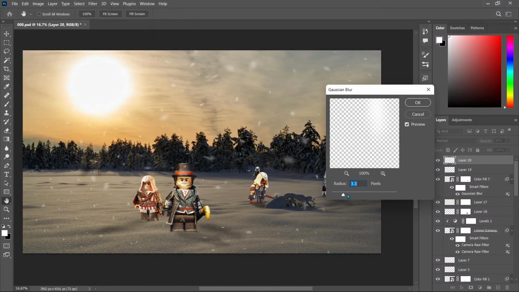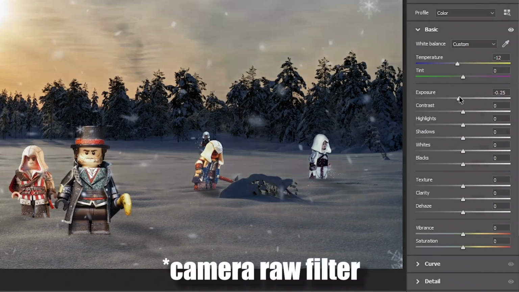Finally, I added some snowflakes to it, and as usual, used the camera filter.